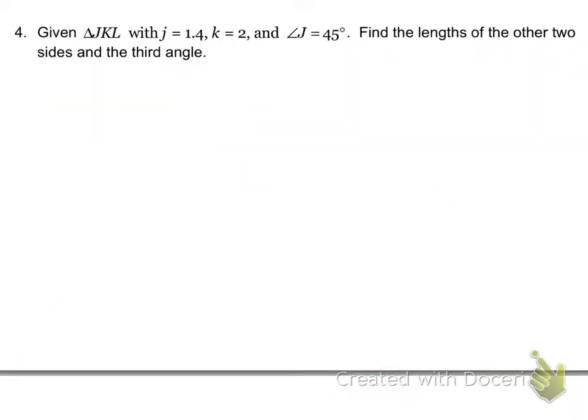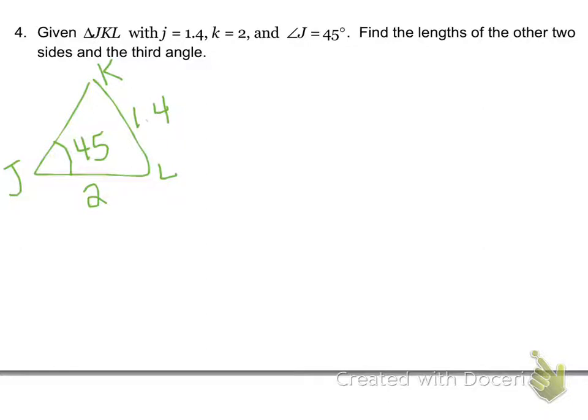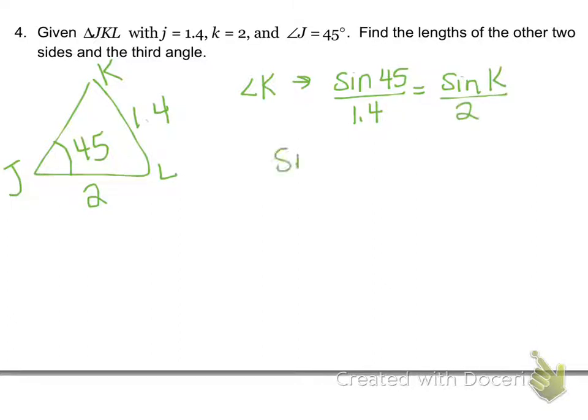Okay, so our last problem, we have a triangle JKL. J is 1.4, K is 2, and angle J is 45. Okay, so again, let's start by finding angle K. So with the law of sines, we have sine of 45 over 1.4, which is equal to sine of K over 2. And when I get this, I'm going to take the sine of K equals 2 sine of 45 over 1.4. Now, to involve a little bit of our recall information, we know that sine 45 is root 2 over 2.